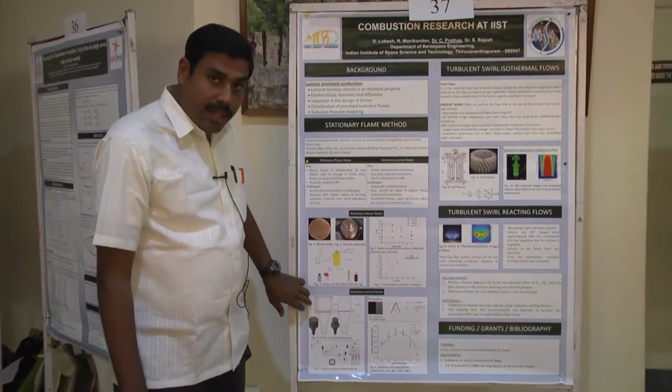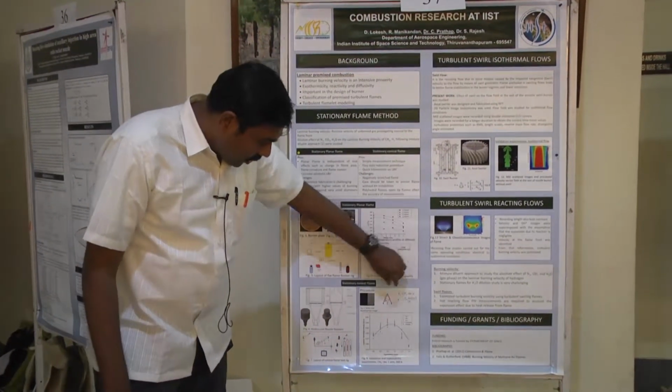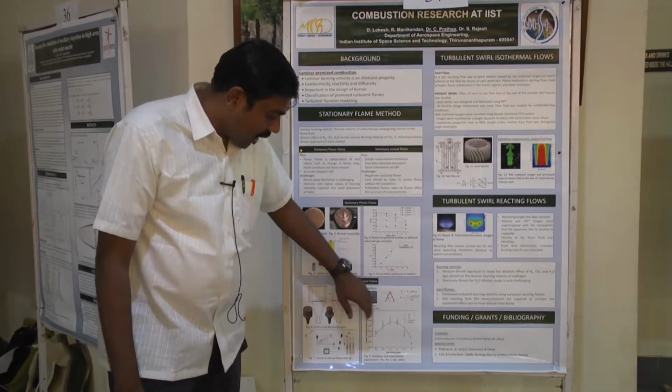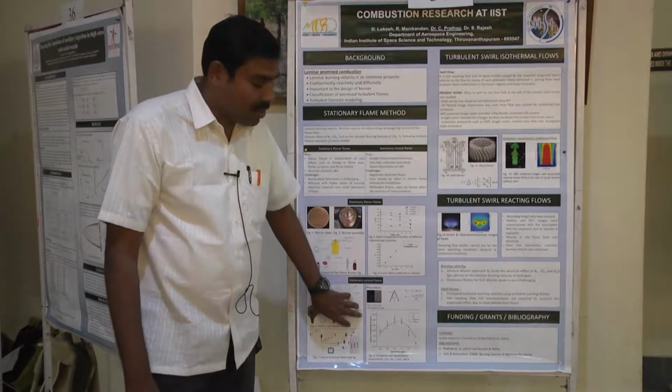The second method is the axisymmetric two-dimensional conical flame method. Here, if we can measure the conical flame using direct photography or Schlieren methods, we can get the normal component of that, and that will be equivalent to the laminar burning velocity.